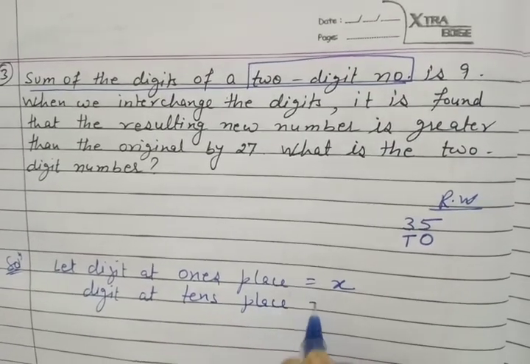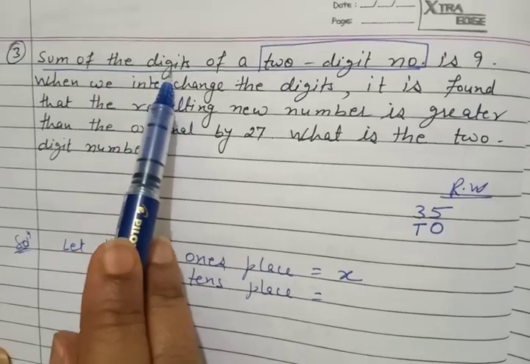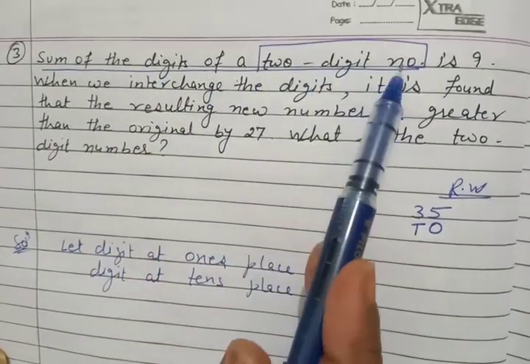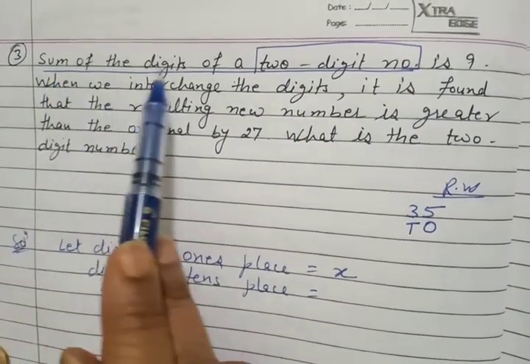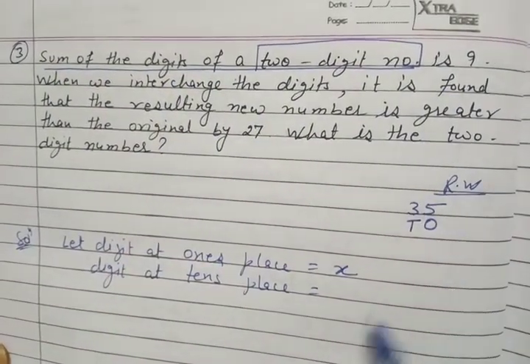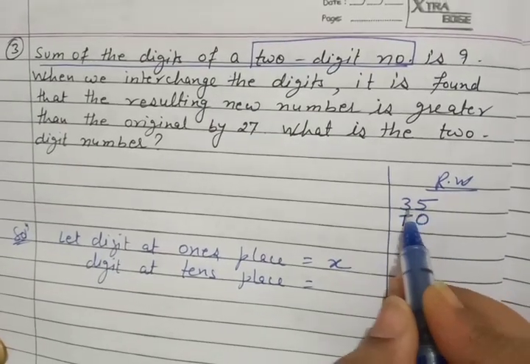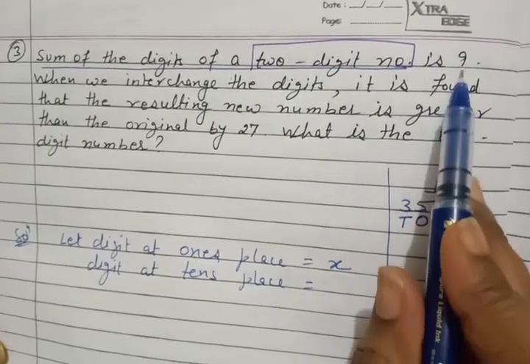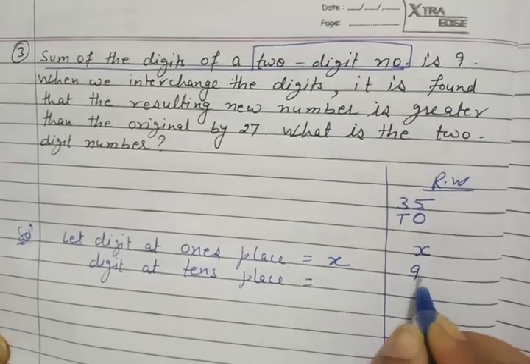How can we suppose the digit at the tens place? This is given: sum of the digits of a 2-digit number is 9. Just leave this line and read it. Sum of the digits is 9. Again in rough, see, the sum of the digits here is 8. Similarly, in our question it is 9. So if one digit is x, the other should be 9 minus x.